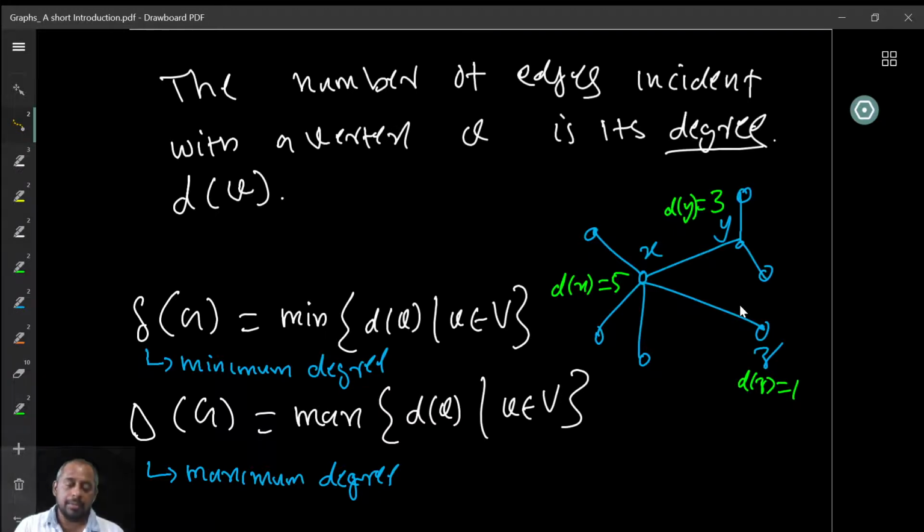Now, if I am given a graph, I look at all the vertices and look at the degrees and find the minimum value among all the vertices. That is called the minimum degree of the graph. It's denoted by delta, which is also an important parameter. Similarly, you can look at the maximum degree, which is denoted by capital delta. So capital delta is the maximum of all the degrees. The maximum degree of this graph is 5 and the minimum degree is 1. One can easily verify.